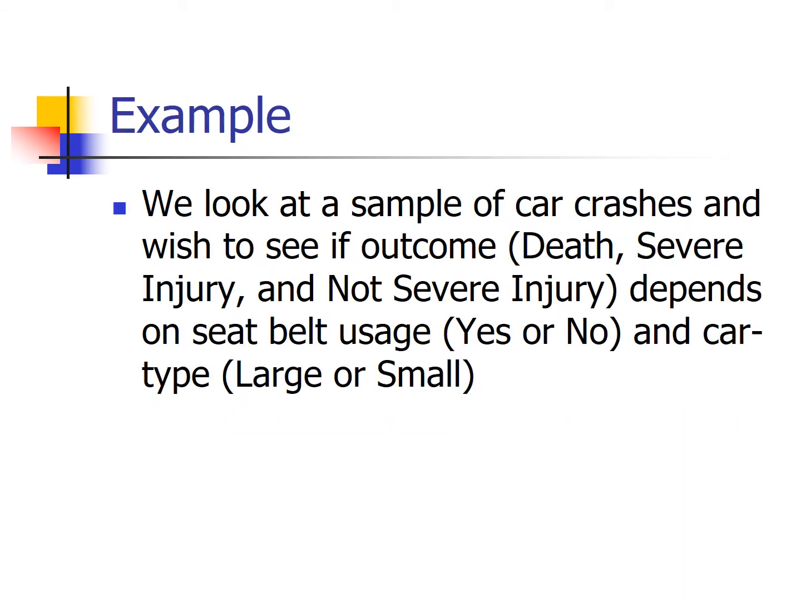So let's explore this idea and its underlying mechanics in the context of an example. I think this is real life data. It looked at a sample of car crashes and wanted to see if the outcome, which was death, severe injury, or no severe injury, depended upon whether or not the driver wore a seatbelt, yes or no, and whether the car was large or small.